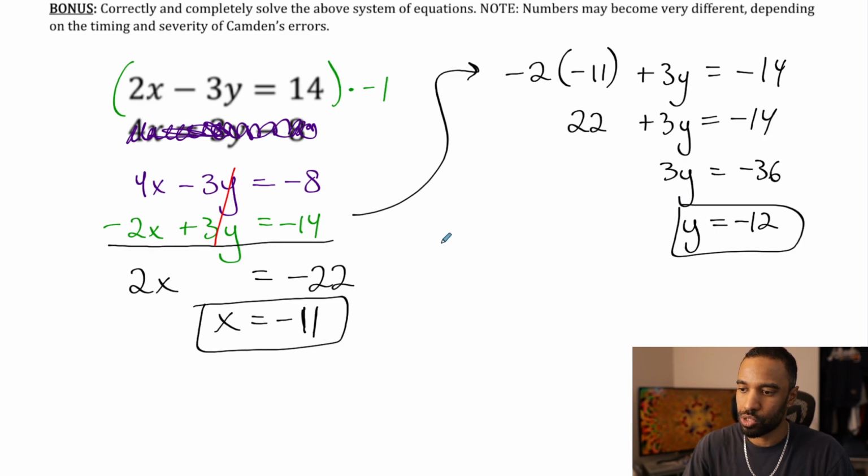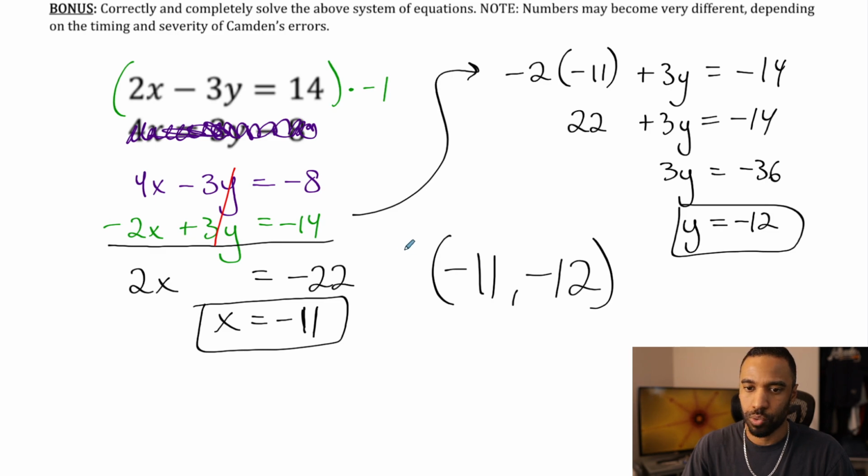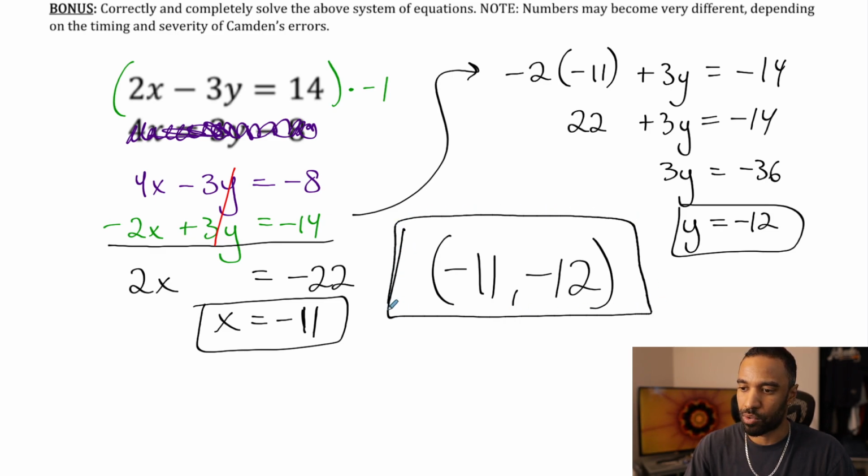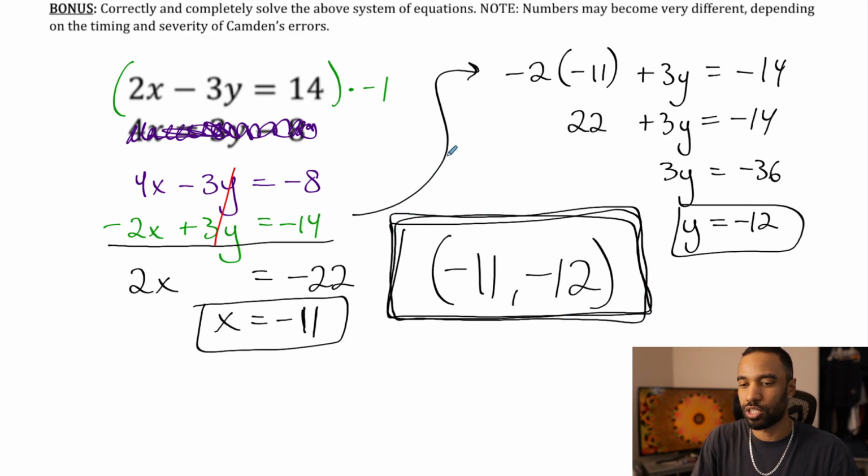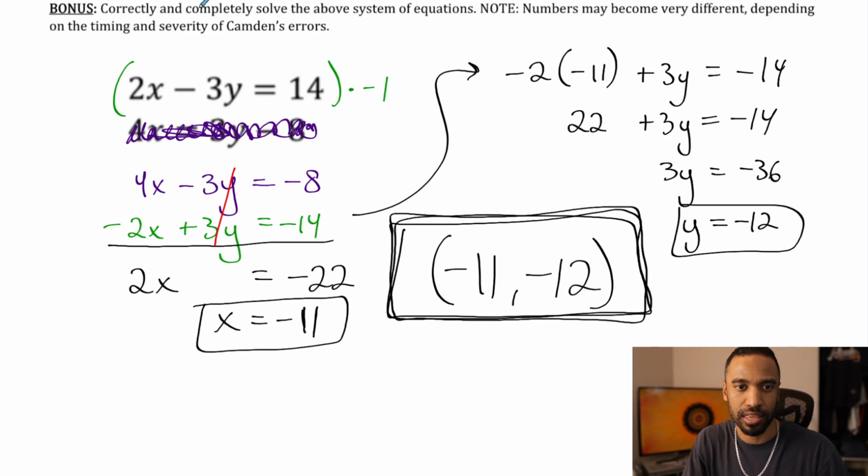So my final solution here should be negative 11 comma negative 12. And yeah, I do believe that to be correct. Way different from Camden's answers, though he still got integers. And honestly, when some people get integers, they probably trust they did things right.